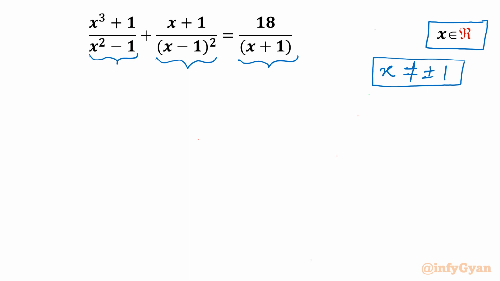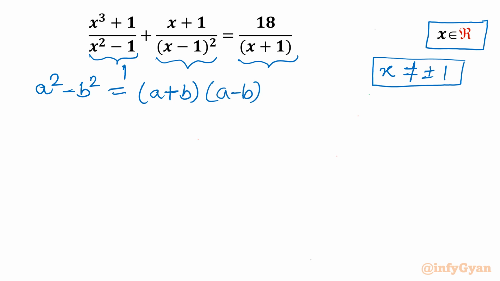Now let us write one algebraic identity which we will use in this problem solving, that is a square minus b square, the difference of two squares, equals a plus b times a minus b. Here I will apply it to x square minus 1, which can be written as x plus 1 times x minus 1. Let us apply this in the equation first.